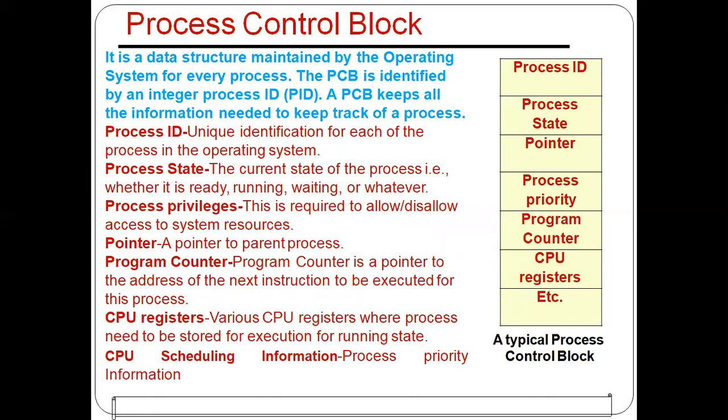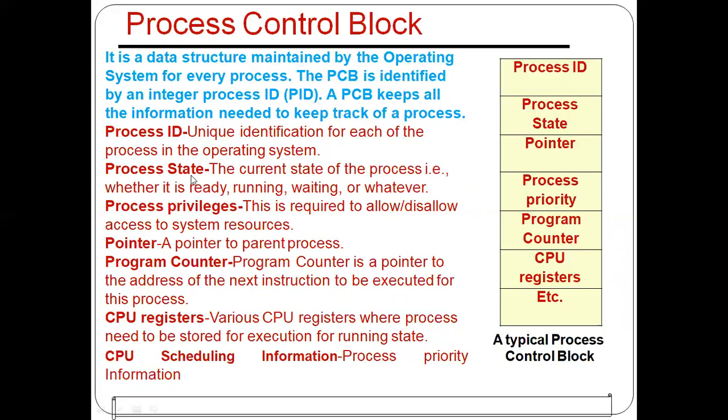So process control blocks are here. It is a data structure maintained by the operating system for every process. The PCB, process control block, is identified by the process ID, PID. A PCB keeps all the information needed to keep track of the process. So here, first part, process ID, a unique identification for each process in an operating system.